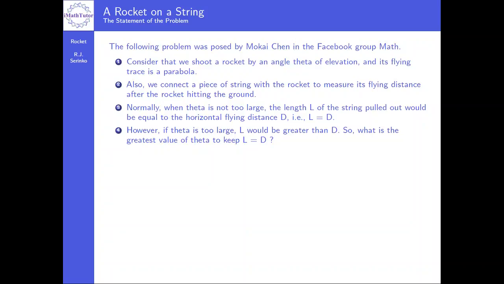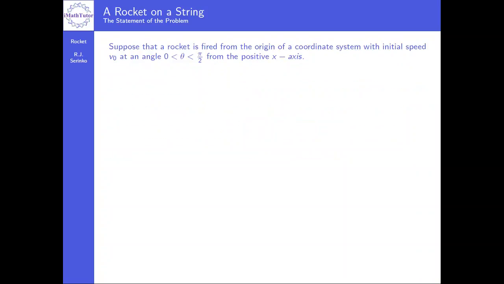There's a lot packed in there, so what we'll do is formulate the problem mathematically and take a look at the problem systematically. What we're going to assume for our viewers is that you've had freshman physics and you know how to solve Newton's equation for a particle moving in a constant gravitational field. So, suppose that a rocket is fired from the origin of a coordinate system with an initial speed v0 and an angle theta between 0 and pi over 2 from the positive x-axis.